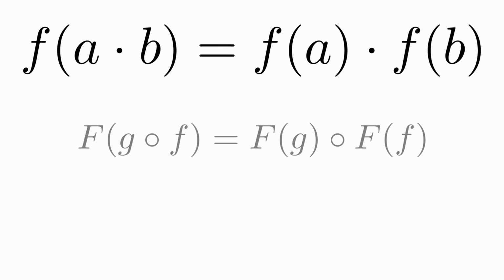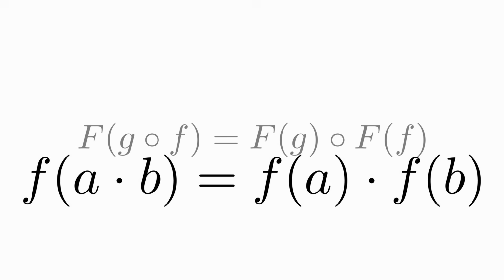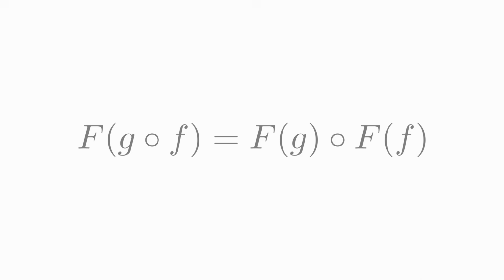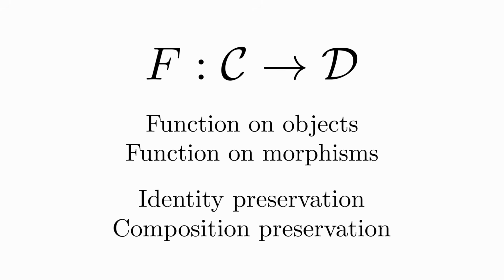Hey, that kinda looks like a group homomorphism. Wonder if there's a reason for that. And that's all you need to make a functor. Two functions which do sensible things to identities and composition. As before, however, all rather abstract. Let's see some examples to bring it all back down to earth.